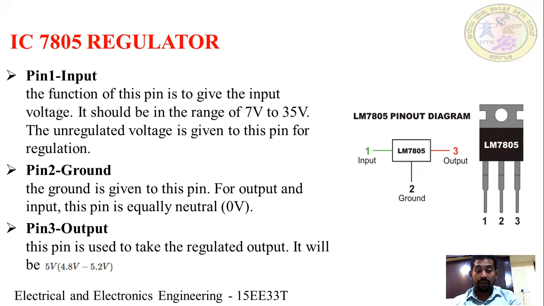And pin number 3, which we have given for output. This pin is used to take the regulated output. It will give around 5 volts, that is from 4.5 volts to 5.2 volts.